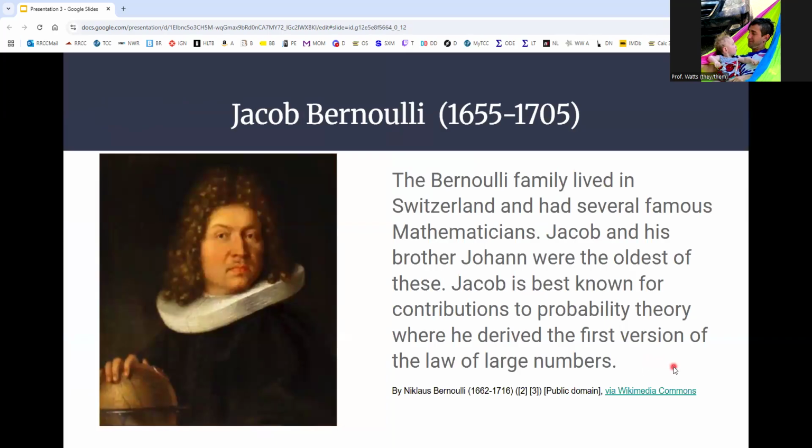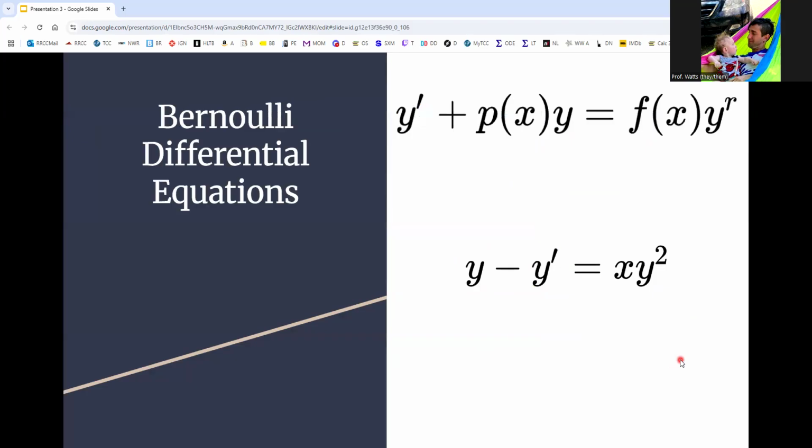Another type of differential equation that's nonlinear are the so-called Bernoulli equations. These are named after Jacob Bernoulli, shown here in this photo, though there are a whole family of these Bernoullis, and several of them were famous mathematicians. And the Bernoulli differential equation has this format. It is a first-order nonlinear differential equation.